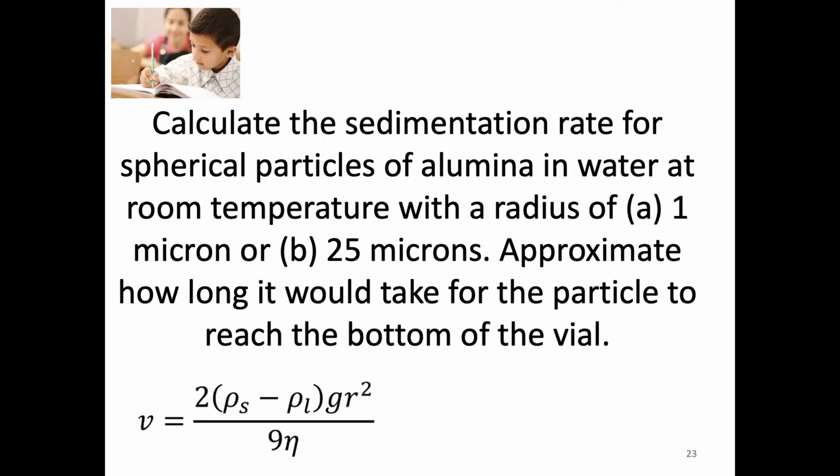Okay, so I want you to think about an example of this. Here I'm asking you to calculate the sedimentation rate, so a velocity, for spherical particles of alumina in water at room temperature. And what I'm having you do is test the bounds of the size range. So imagine we have a radius of 1 micron and a radius of 25 microns. See if you can approximate how long it would take for the particle to reach the bottom of a vial.